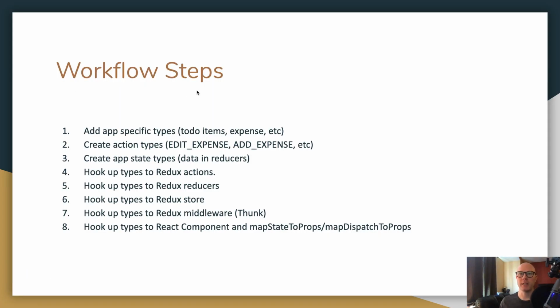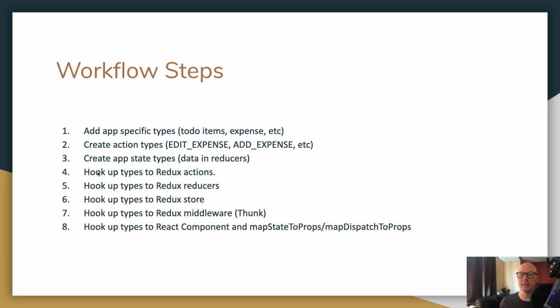Okay, so the workflow steps to hooking up Redux to a type-safe approach. The first step is to add any app-specific types, such as to-do items, expenses, customers. The next step is to create action types that go through to your reducers, such as edit expense and add expense and fetch expenses, etc. The next step is to create app state types, which is basically the architecture of your reducers. What variables does your reducer expect and stuff like that.